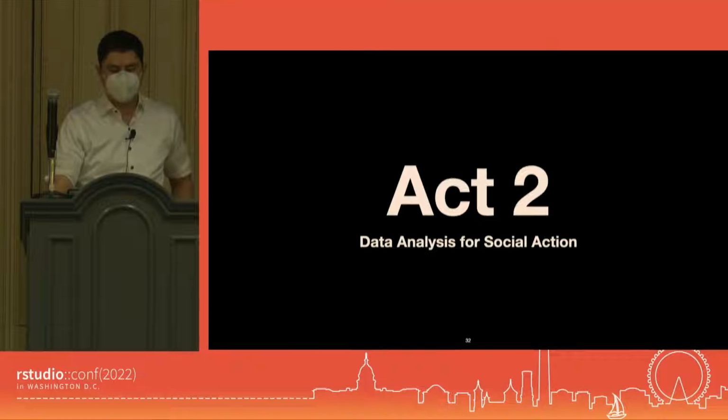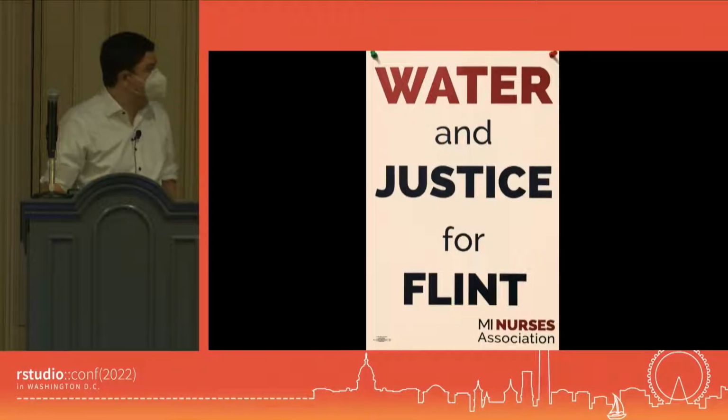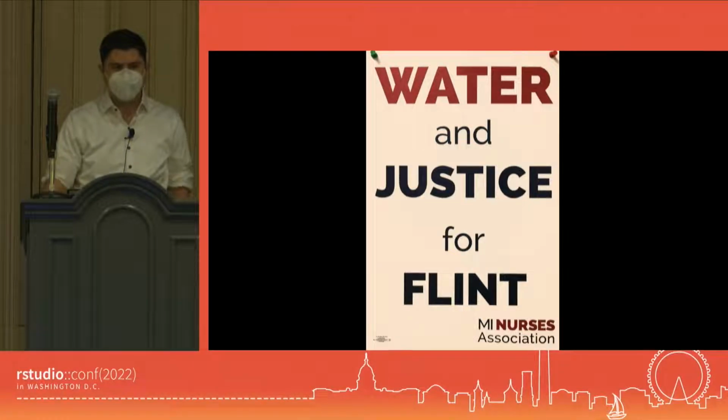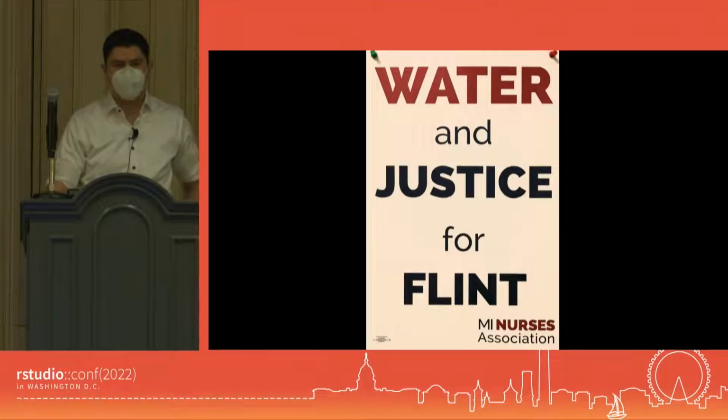Here's Act 2, data analysis for social action. So when I was teaching at Michigan State, a very local crisis was getting international attention, and it had to do with the poisoning of the water supply in Flint, Michigan. Flint's about an hour away from East Lansing, which is where I was teaching.